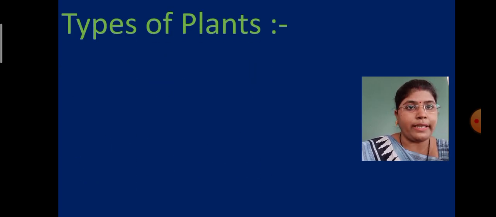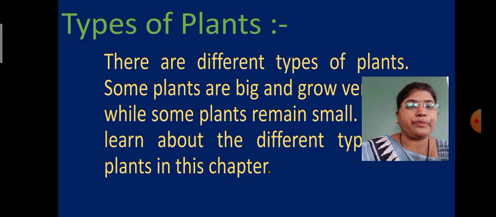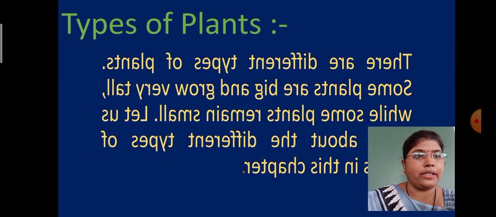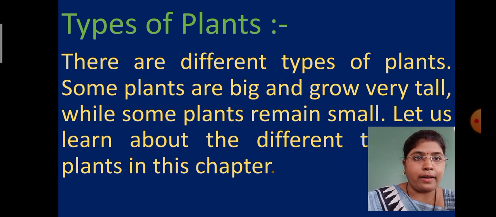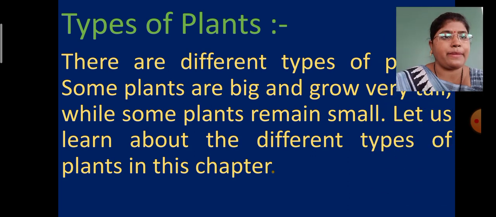The first point is the types of plants. See what is given here. There are different types of plants. Some plants are big and they grow very tall, while some plants remain small. Let us learn about the different types of plants in this chapter.